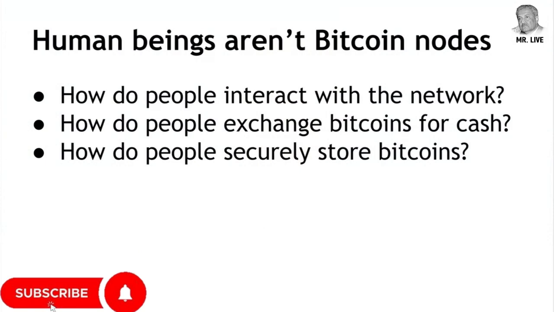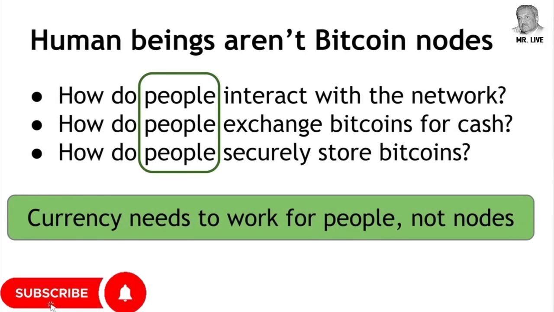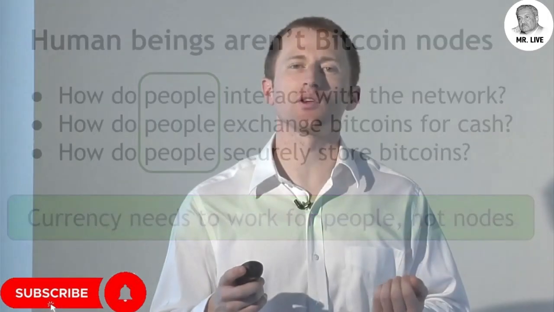In the next lecture, given all these mechanics we've introduced, we're going to look at the human side of things. Because after all, human beings aren't Bitcoin nodes, and you're never going to run a Bitcoin node in your head. So how do you as a human actually interact with this network to get it to be usable as a currency? How do you find a node to tell about your transaction? How do you get Bitcoins in exchange for cash? How do you store your Bitcoins? So all of these questions are crucial for making a currency that will actually work for people as opposed to just software.